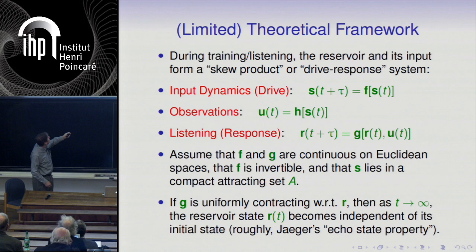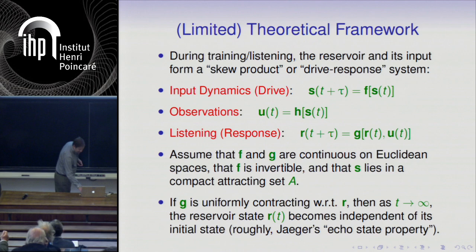The u of t in this situation, in what I showed you before, the u of t and s of t were identical in that simple example, but in general, u of t would be some measurement of the state of some system F that we're trying to learn in some sense. So the g is what we sort of choose for our machine learning system. The f is sort of the unknown, as well as the s. And given some assumptions, if this g is uniformly contracting as a function of r, then how we initialize the reservoir state becomes irrelevant if we have long enough training data. But we get something even stronger than that, and that's what's called a generalized synchronization.